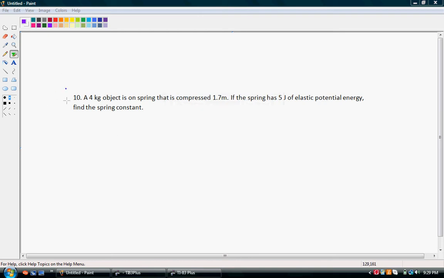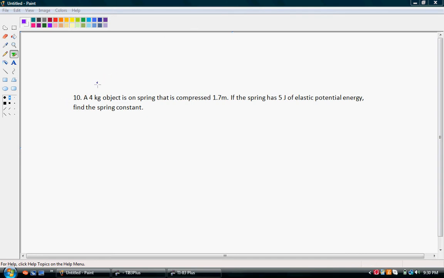Hello everyone. So this is an example problem like number 10 on your Energy 1 homework. Anyway, a 4 kilogram object is on a spring that is compressed 1.7 meters. If the spring has 5 joules of elastic potential energy, find the spring constant.